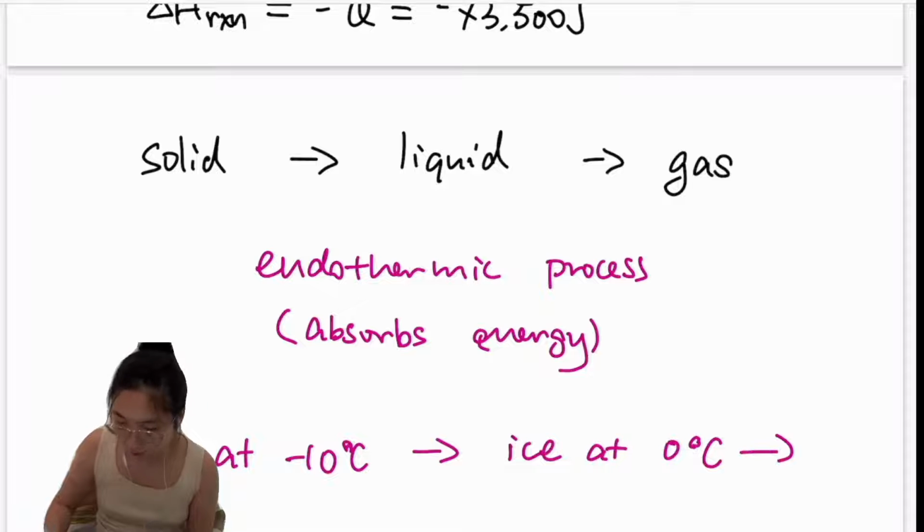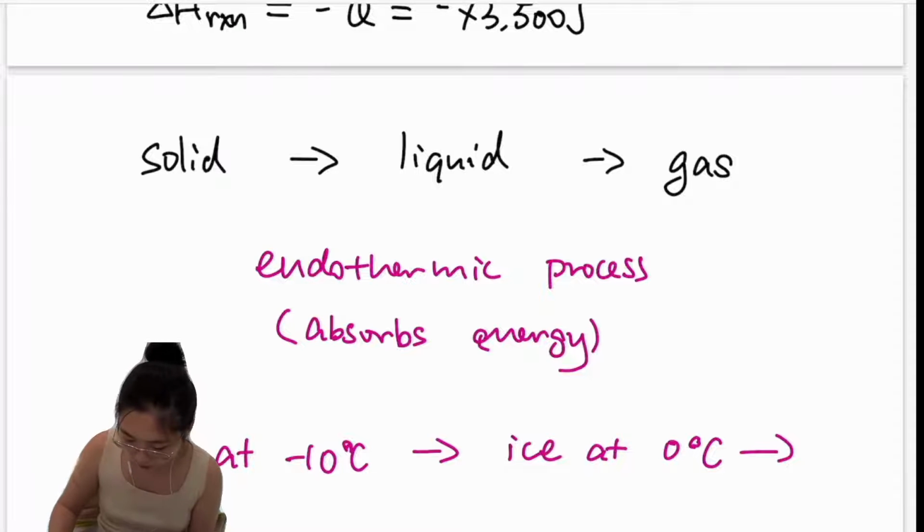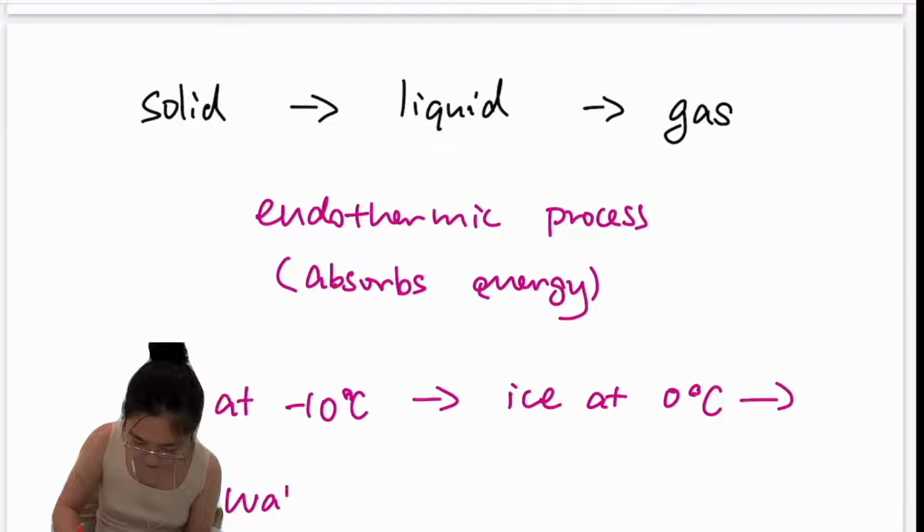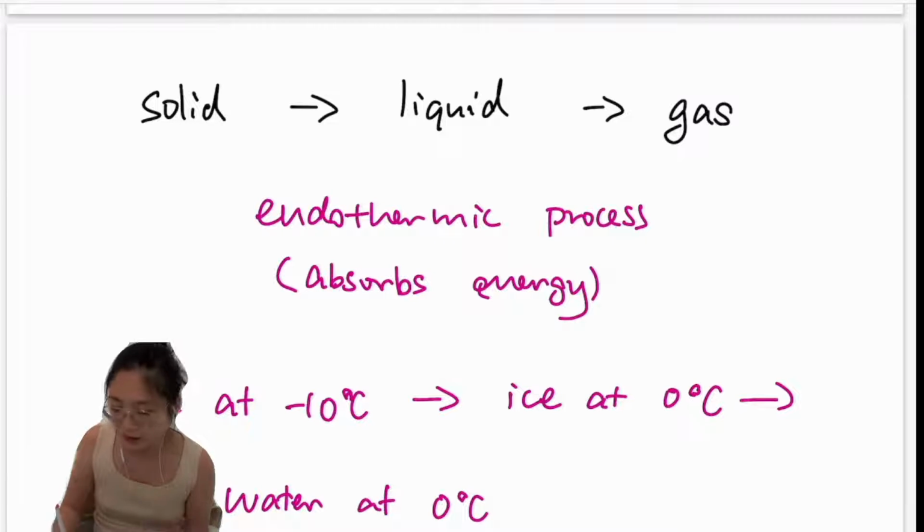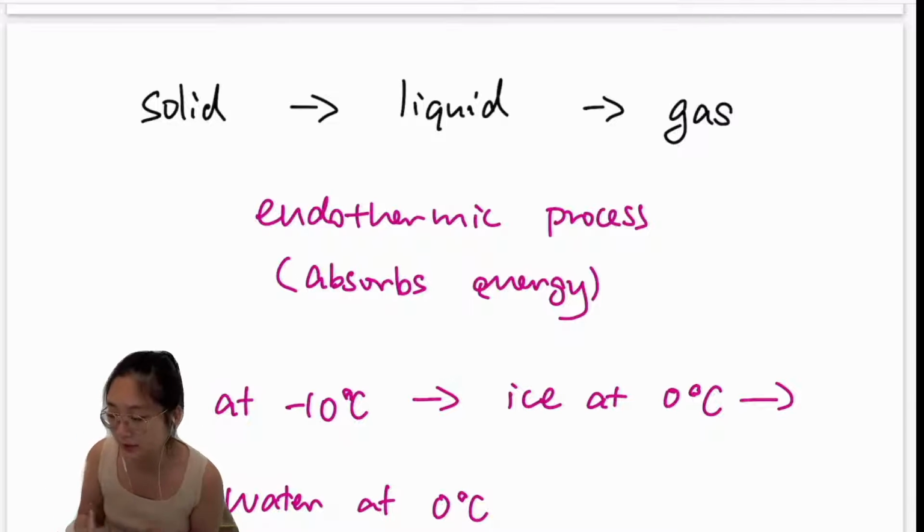And then again, you will have to add heat. You will need to give it the extra energy, like provide it with heat. So eventually it will be converted into water, which is the liquid, at 0 Celsius degree. And then you add more heat, and then the water's temperature increases.